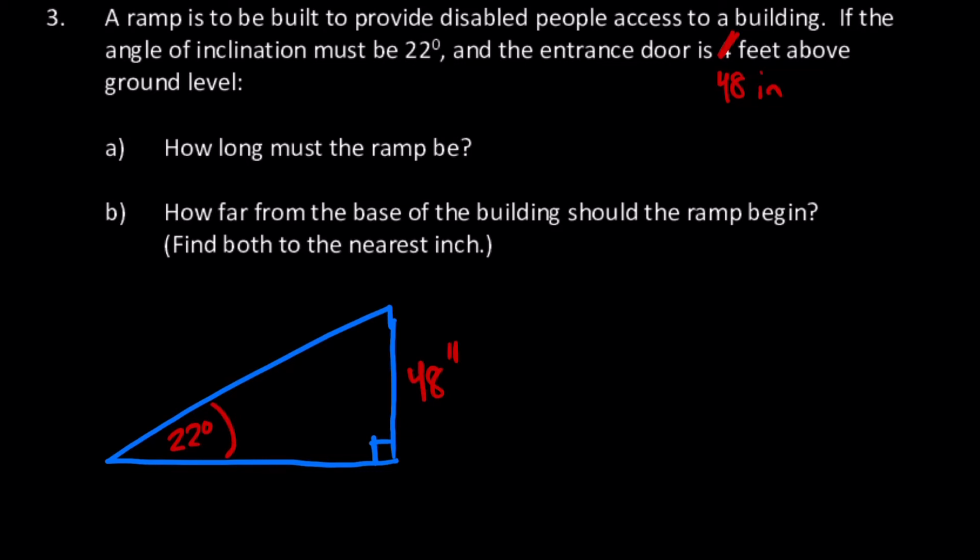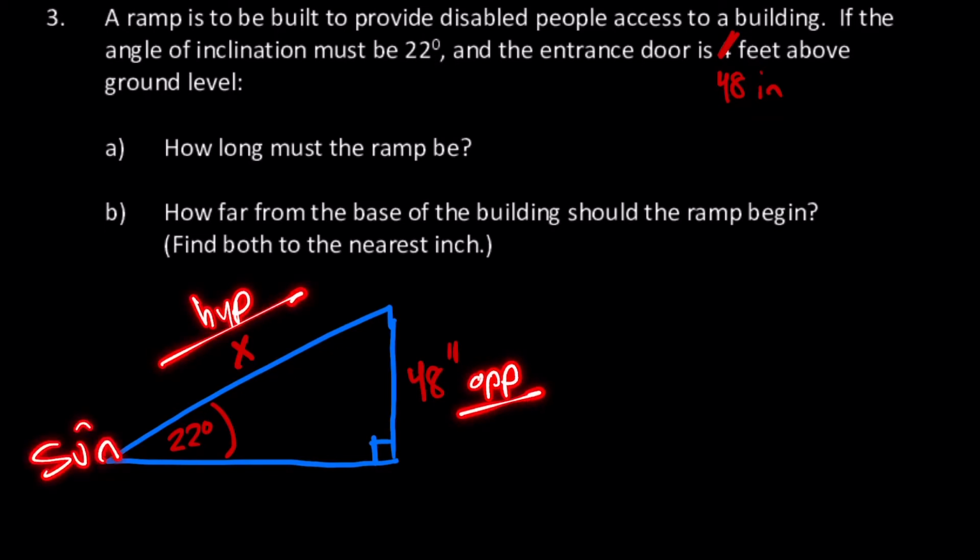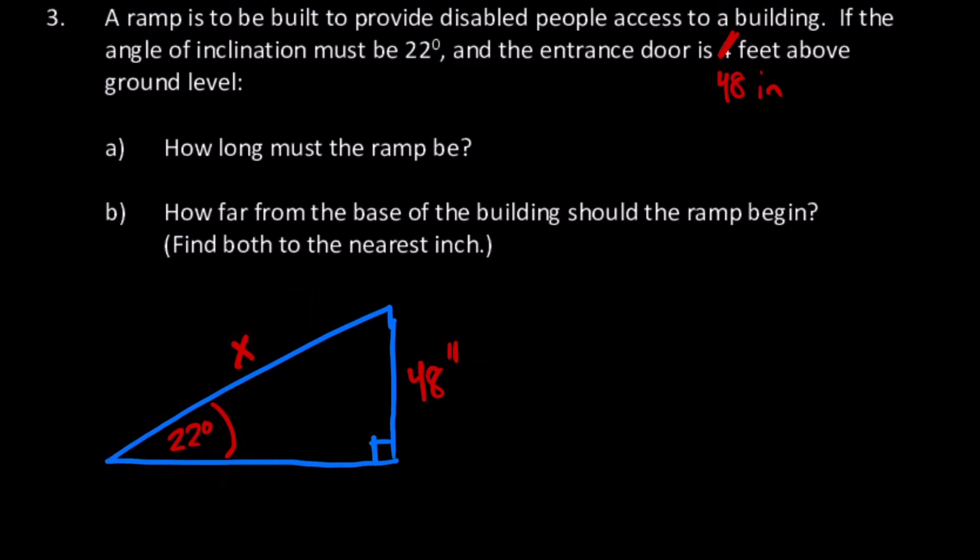And the first thing we'll find, how long must the ramp be? Let's put an x here. Remember your right triangle, SOHCAHTOA. This is the opposite side. That is the hypotenuse. Opposite over hypotenuse is sine of this angle. Simple equation. Sine 22 degrees equals 48 inches over x.